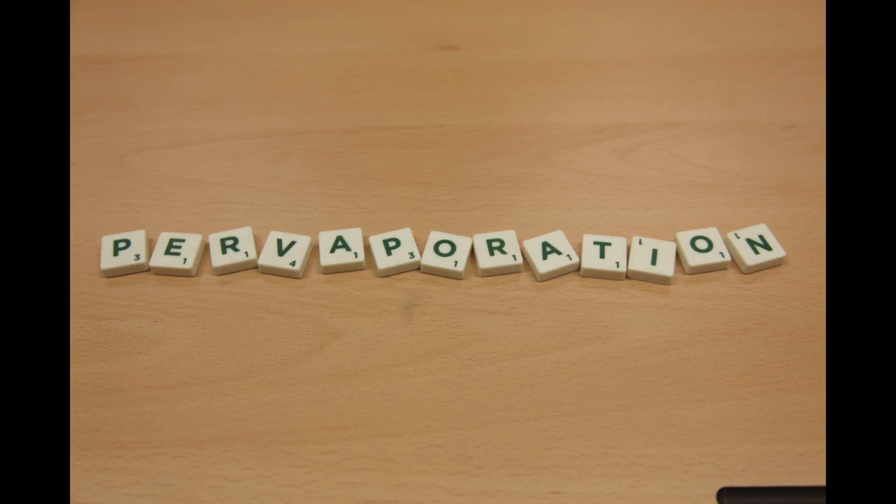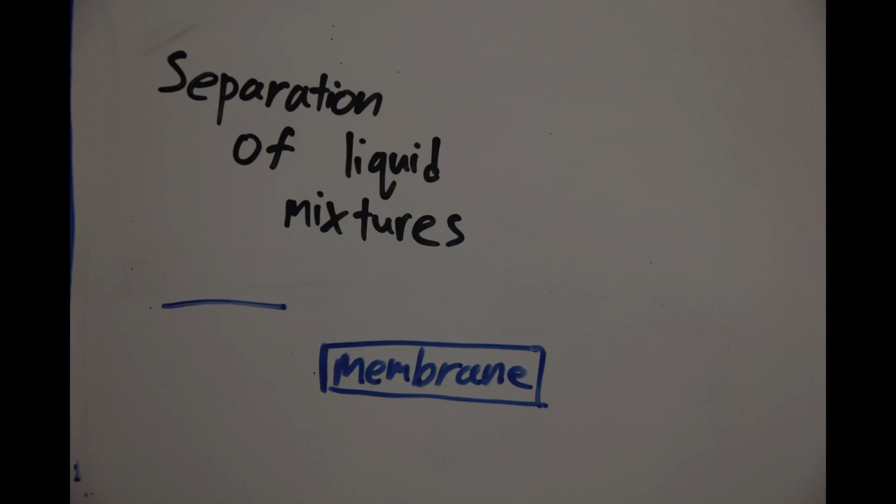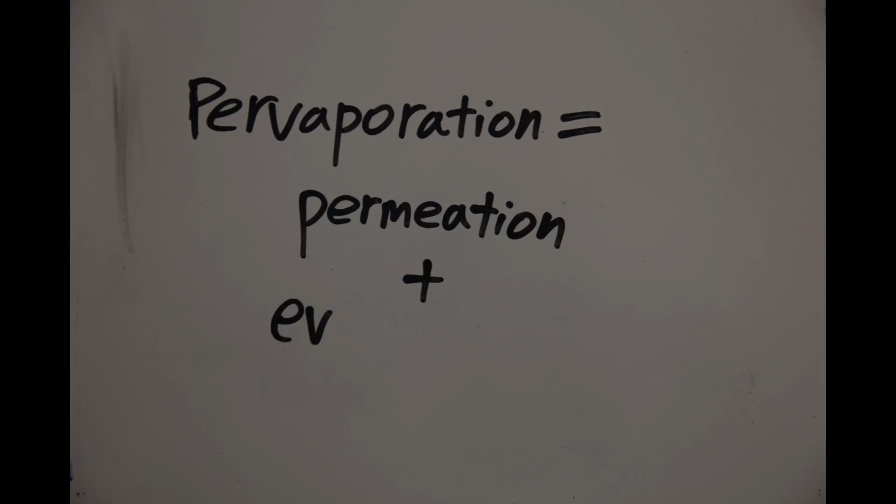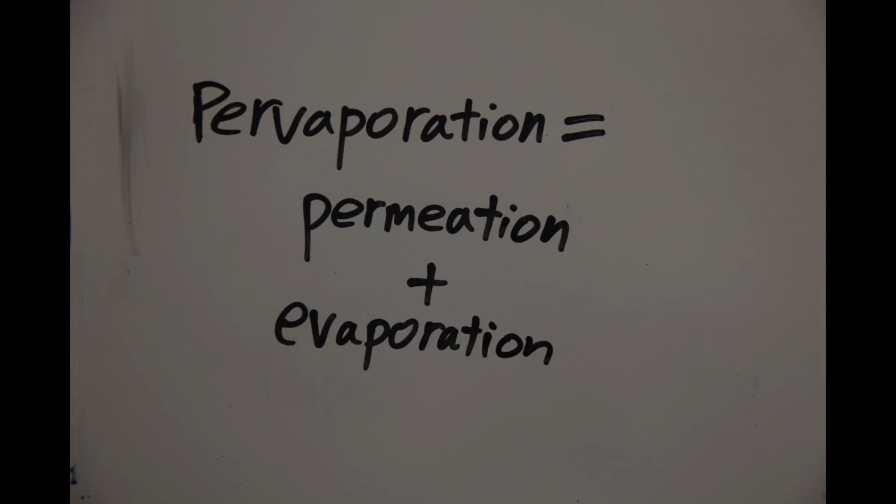So, what is pervaporation? Pervaporation is the separation of liquid mixtures by partial vaporization through a membrane. This term is derived from the two steps of this process, where the liquid mixture first permeates through the membrane and then evaporates into the vapor phase.